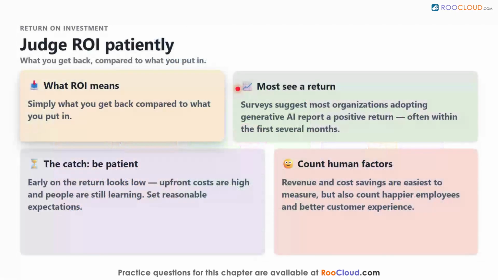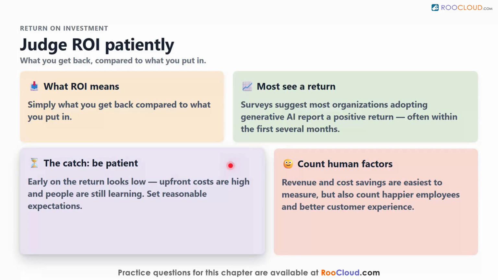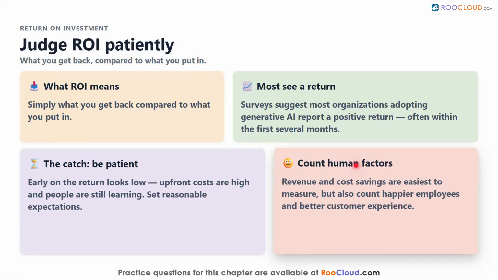Finally, let's talk about return on investment, which simply means what you get back compared to what you put in. Industry surveys suggest that most organizations adopting generative AI do report a positive return, and often within the first several months of putting it into production. But there is a catch worth respecting. Early on, the return can look low because the upfront costs are high and people are still learning the new tool. That is why you set reasonable expectations from the start.